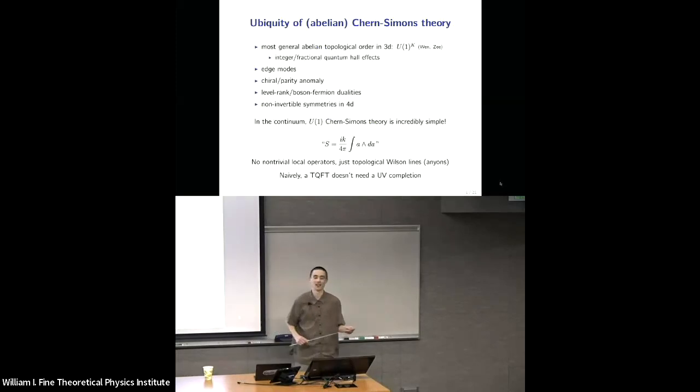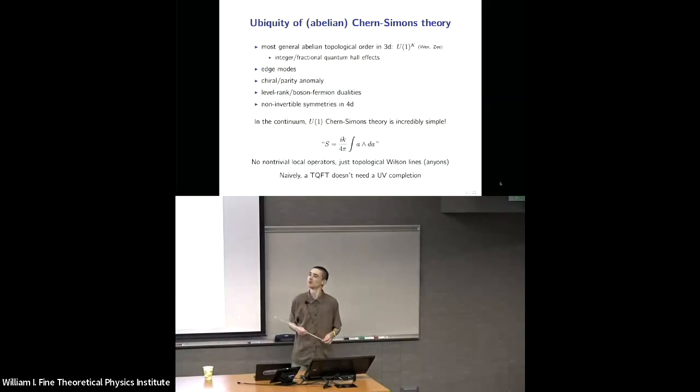Of course, Abelian Chern-Simons theory is ubiquitous. It shows up in a lot of settings: in the study of topological order in 3 dimensions, the theory of edge modes in condensed matter physics, the parity anomaly, the chiral anomaly. It also plays a prevalent role in dualities, and somewhat recently in the construction of non-invertible symmetries in 4 dimensions. And the list goes on.